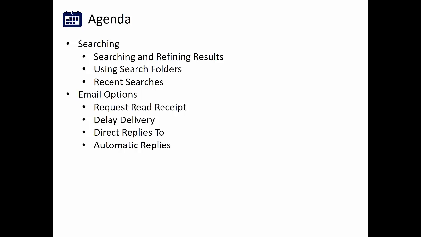So we're going to take a look at searching and refining your results, using search folders and also recent searches as well. And then finally at the end, I've just thrown in some things relating to email options. So read receipts, delaying the delivery of emails, redirecting replies, and also how you use automatic replies. Automatic replies is the new name for out of office. Okay, so those are the things that we're going to cover today.